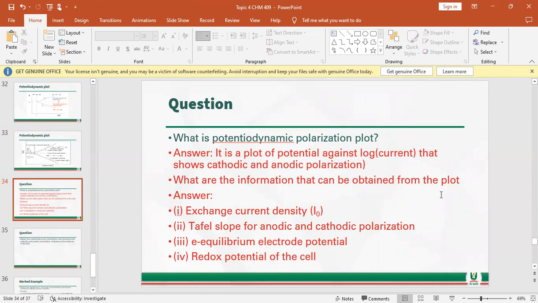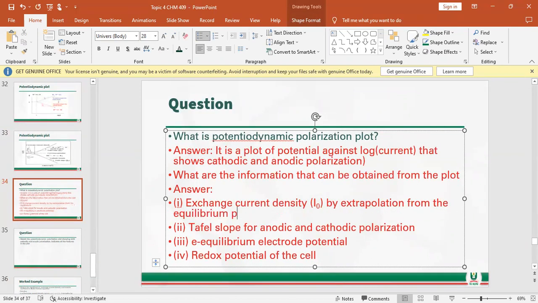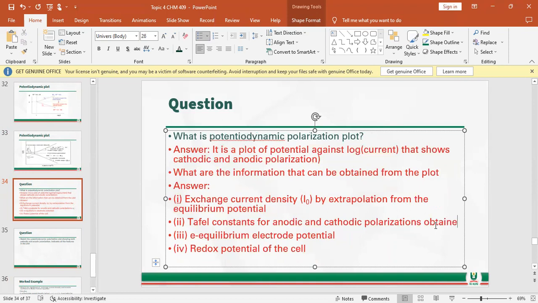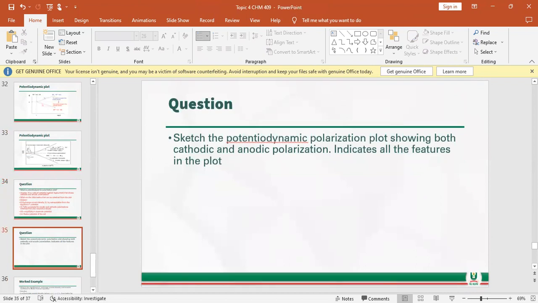What are the points that can be obtained from the plot? Exchange current density by extrapolation from the equilibrium potential. When you trace from the equilibrium potential on the y-axis and get to the point in the graph downward, you have that. Tafel slope for anodic and cathodic. Tafel constants for anodic and cathodic polarization, obtained from the respective slopes. E equilibrium, the equilibrium electrode potential, the redox potential of the cell. You can obtain that information from the sketch. The potentiodynamic polarization plot showing both cathodic and anodic polarization, indicating all the features in the plot, is what we've said there.